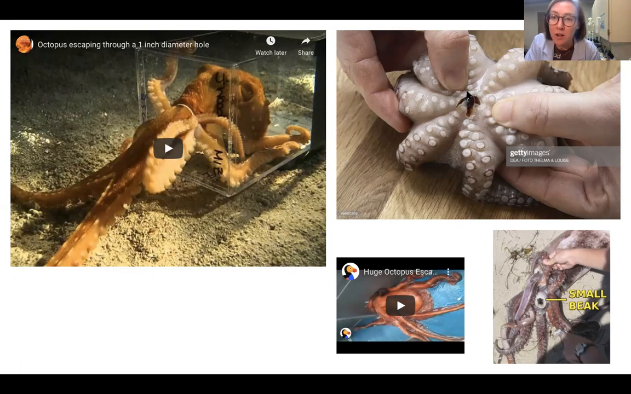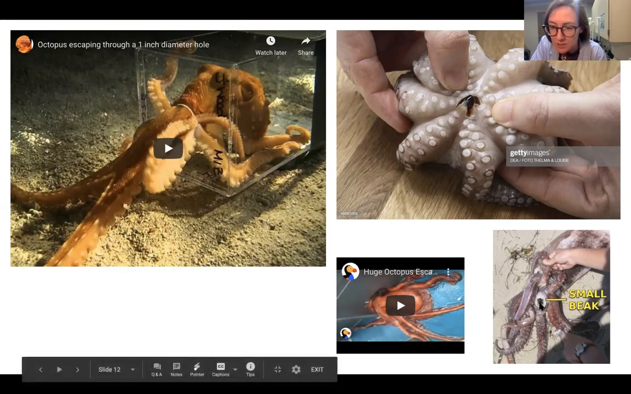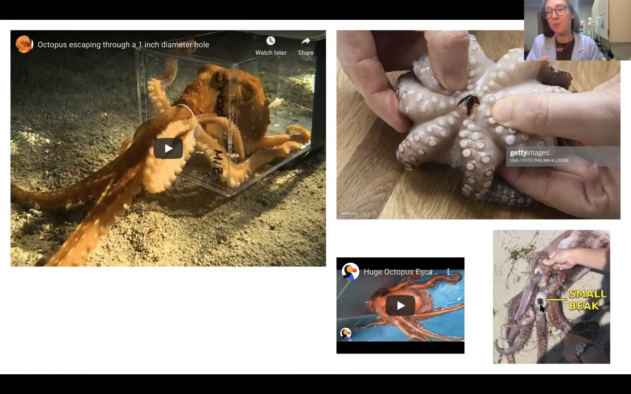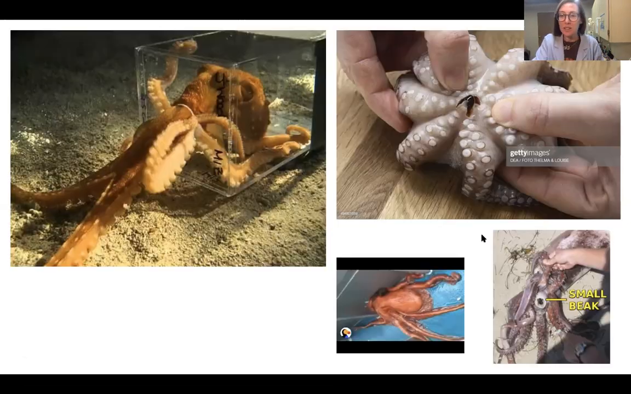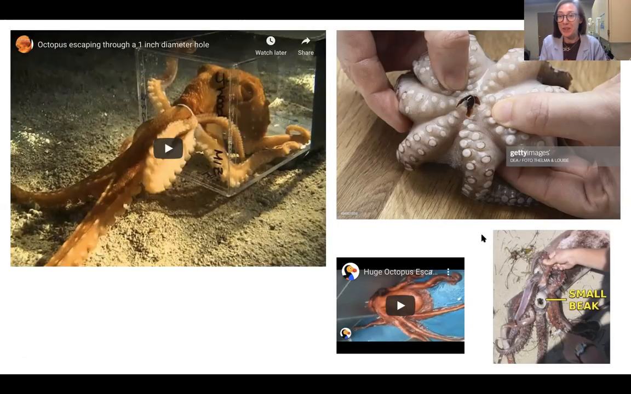So this is much smaller than 1 inch. This guy could easily fit through a 1-inch hole. Here's a bigger octopus. Here's a small beak right in there. He can fit through any hole that this guy can fit through. He can smush this gigantic head into like a tiny hole. I think that's absolutely nuts. And it's kind of a really cool thing for us to think about. So give these videos a watch. Let me know what you think, because I think they are really, really cool.